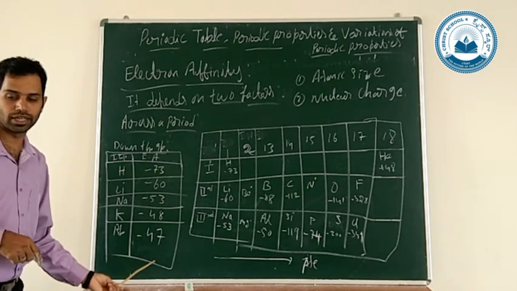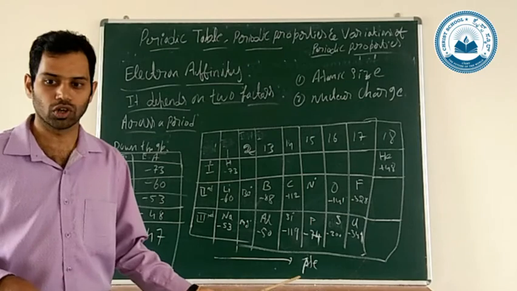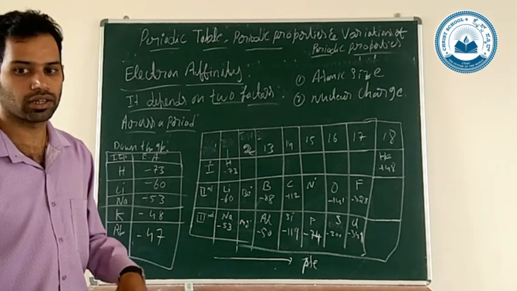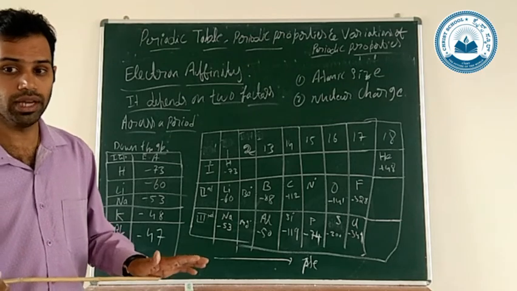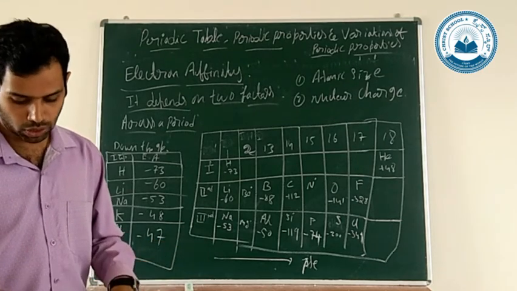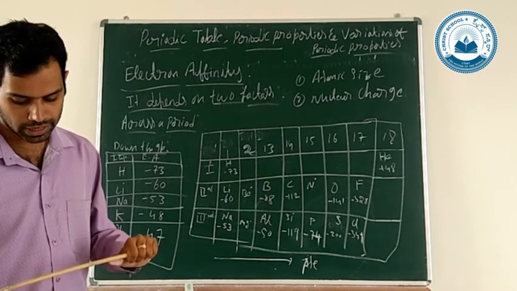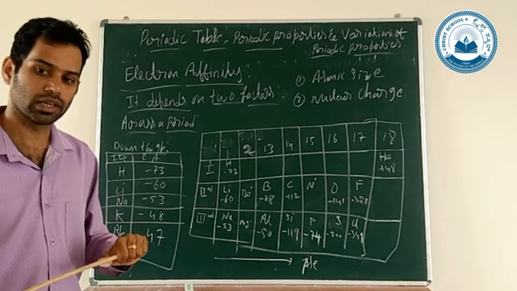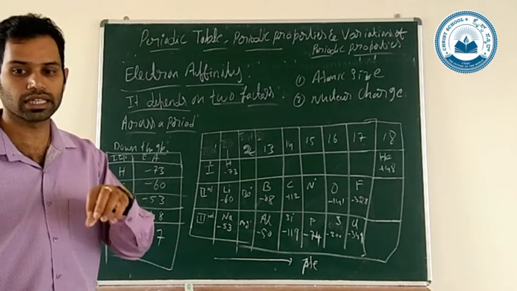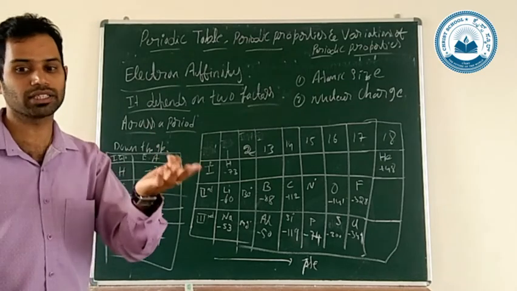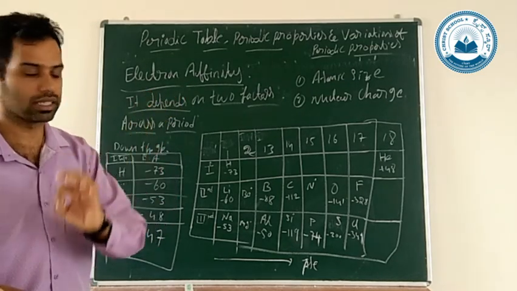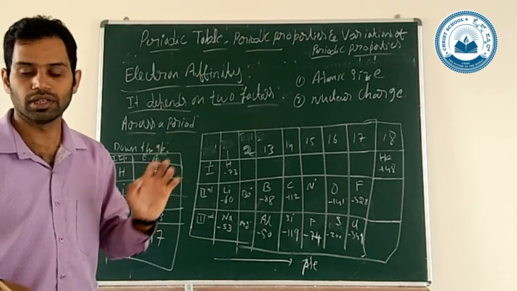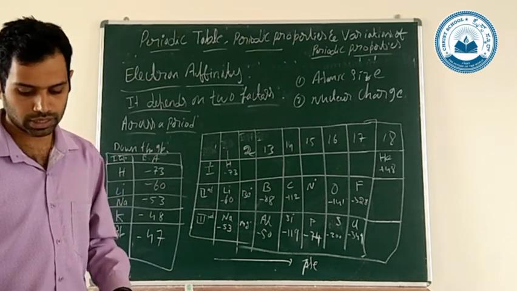By looking at the values, you can tell that as we move down the group, electron affinity decreases. Electron affinity decreases down the group because atomic size increases. There is an increase in nuclear charge, but compared to the nuclear charge, the increase in atomic size is more. Because of that reason, electron affinity decreases down the group.